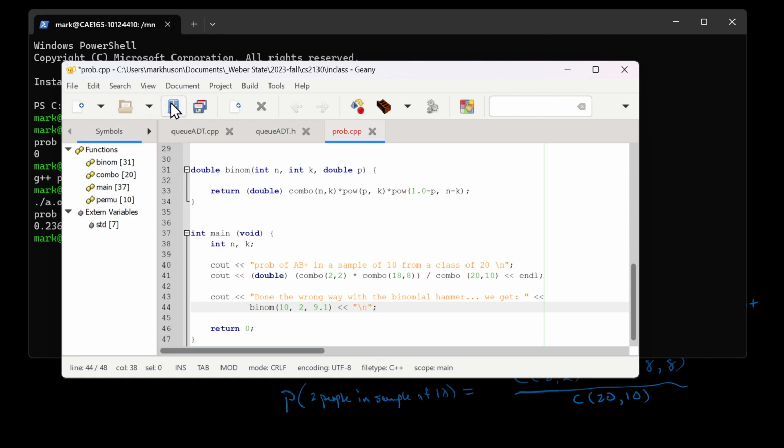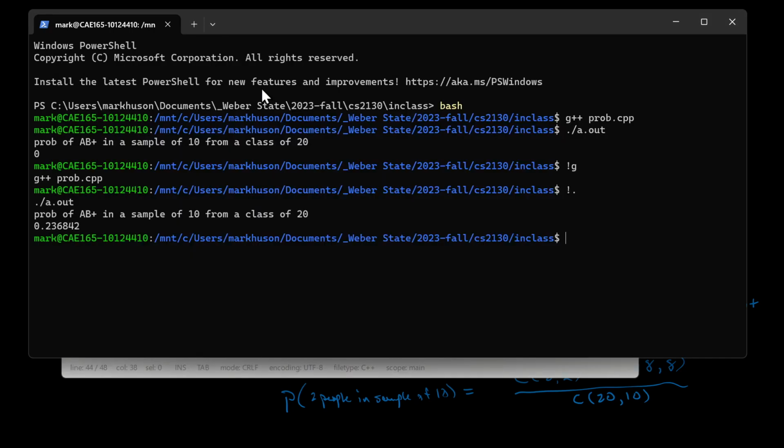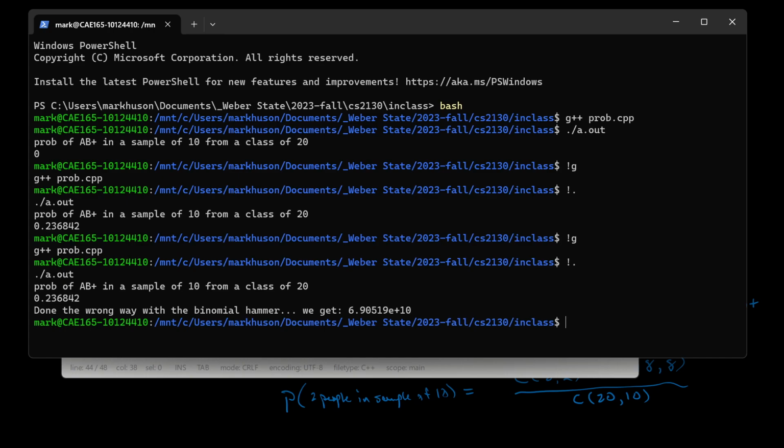If I save that and run that, we'll see what the binomial would give us. As you can see, I don't like to type a lot, which is why it's always nice to have that. So here, this is a massive difference. I've got a probability of 25%, whereas the binomial tells me you're almost never going to get 2 people. But we know that's not the case.